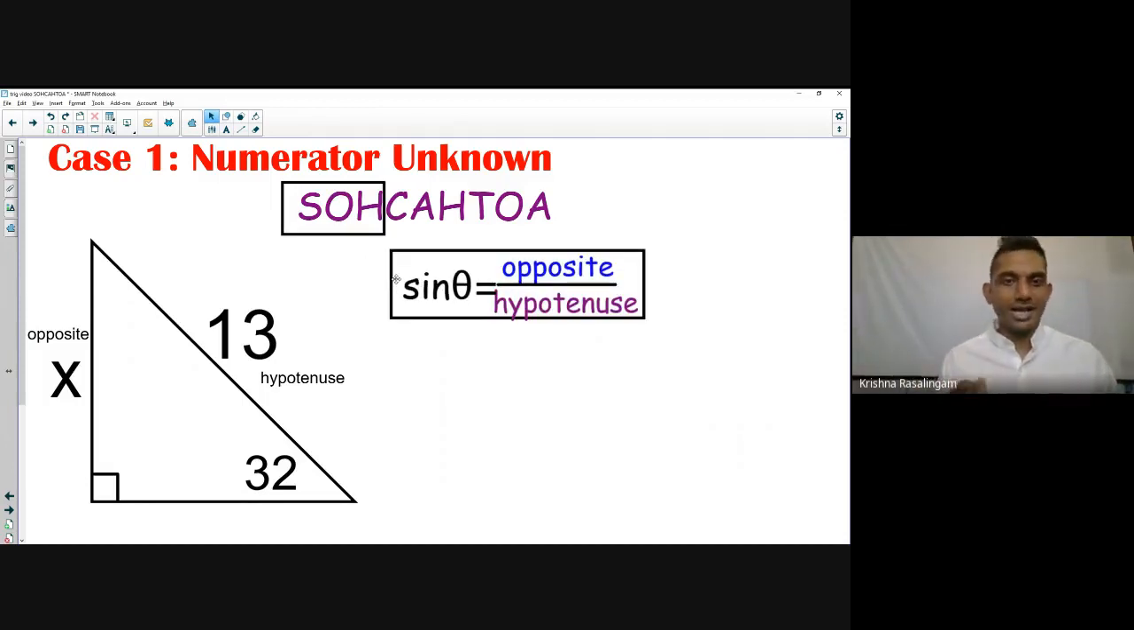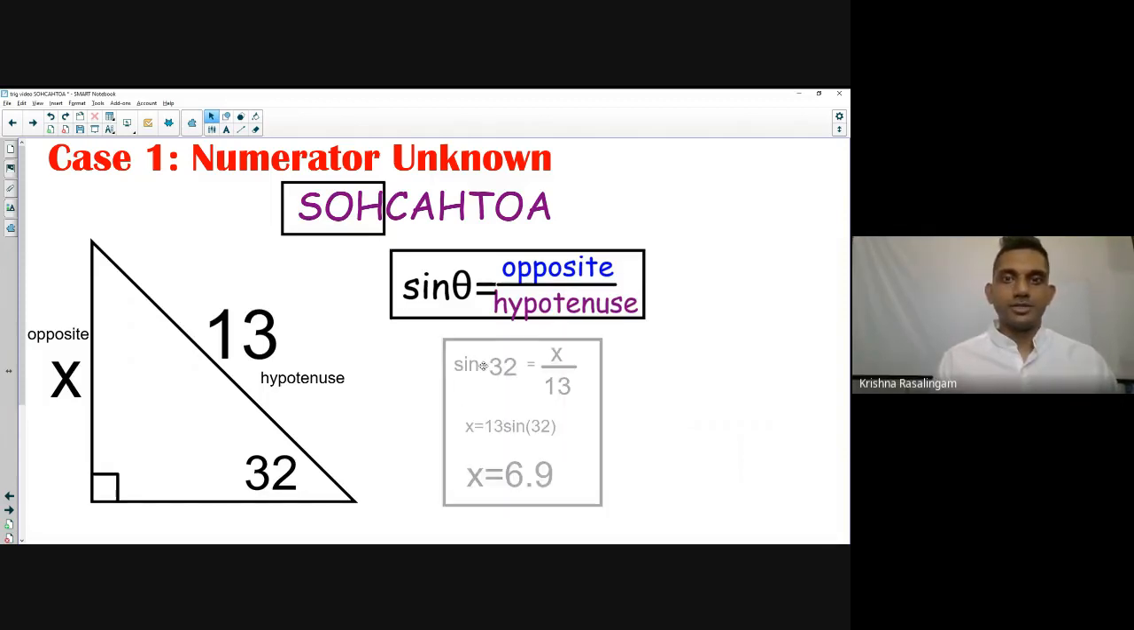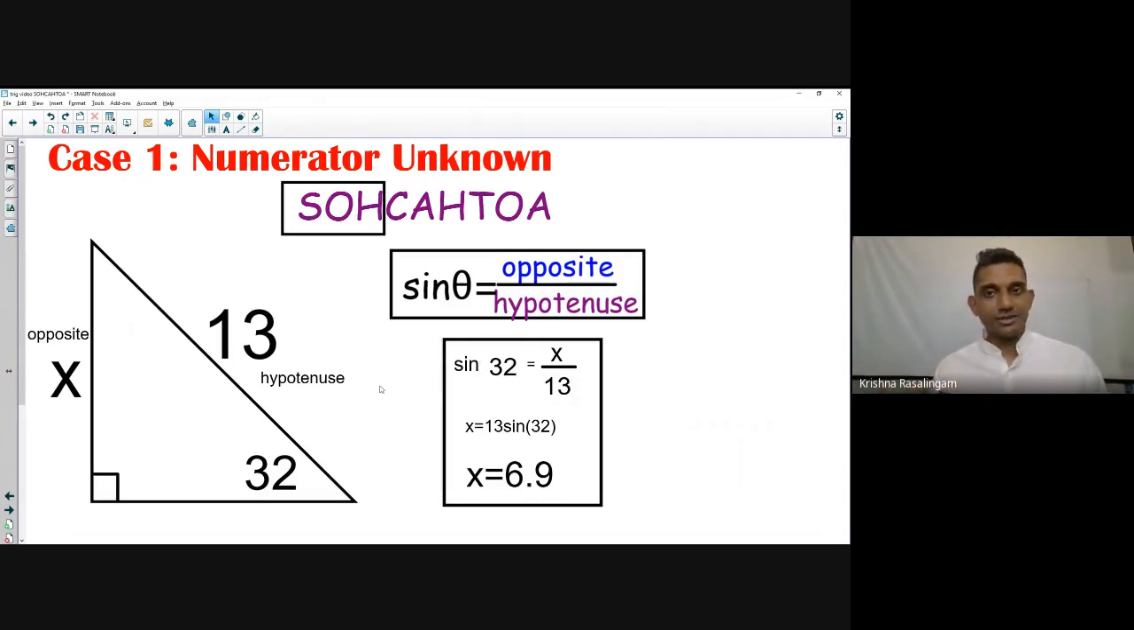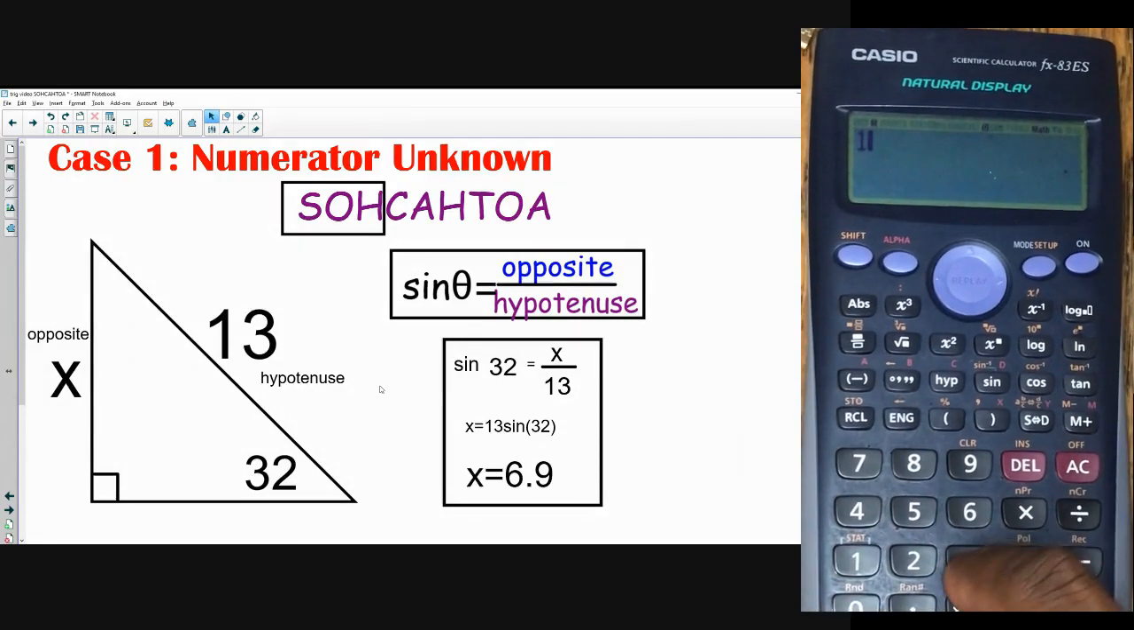Then I fill in what I have. Theta is 32, the opposite is x, and the hypotenuse is 13. So you can see I've just written it out: sine 32 equals x over 13. Those that are strong with algebra will find this next bit easy. You just multiply both sides by 13. So we end up with x is 13 times sine 32, that we type into the calculator like so.